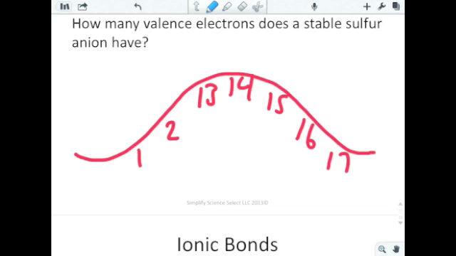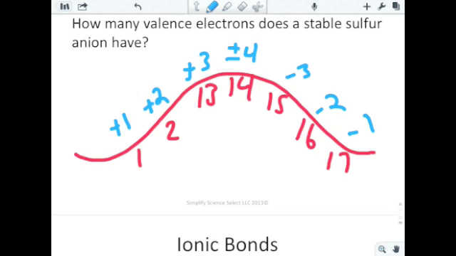Anything in group 1, 2, or 13, those guys want to give those up. So this is +1, +2, +3. Now group 14 is kind of in the middle. It can either gain 4 or lose 4, so it can go either way. So it's plus or minus 4. Now our group 15 already has 5 valence electrons, so they only need 3 more. So -3, -2, and -1.